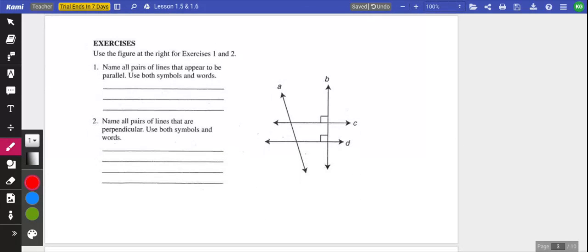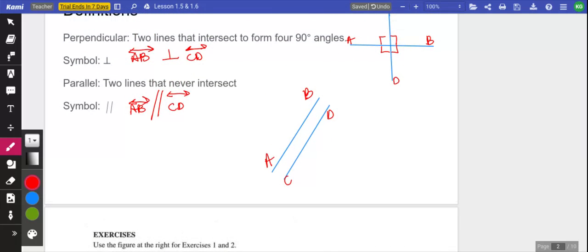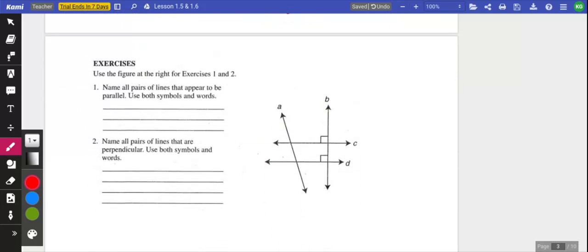So for this example, we're using the figure at the right. Name all pairs of lines that appear to be parallel. Use both symbols and words. Now, one thing I want to talk about when we go to do parallel lines: the perpendicular ones still show the right angle. That's how you know they're perpendicular. But a lot of times the parallel lines are going to have half arrows on them. That's also the symbol showing that those lines are parallel. It doesn't show it in this example. That's why they say lines that appear to be parallel.